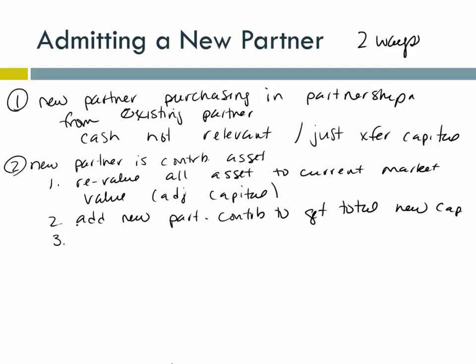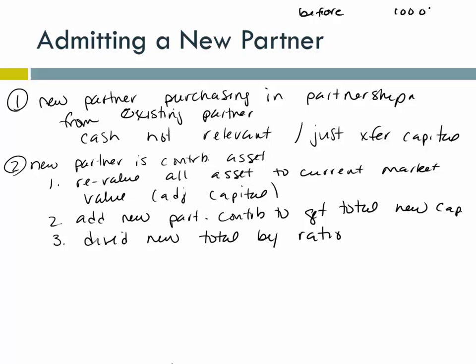Then you will divide that new total by the ratio that they've agreed on. So let's say the total capital before this transaction was $100,000. The new guy contributes $25,000. So the new total is $125,000. Okay, that takes us up to step 2.